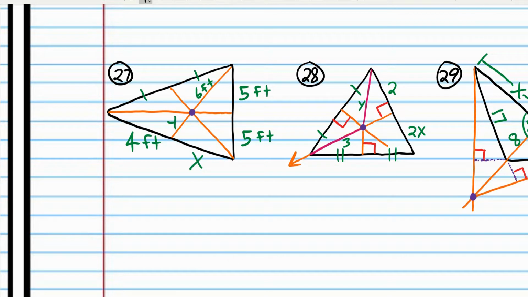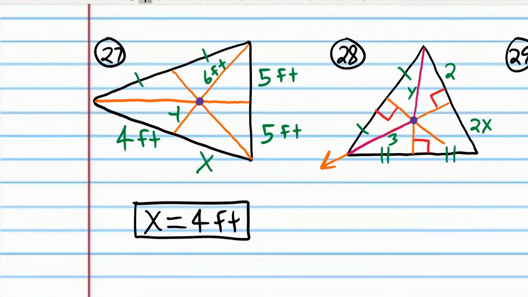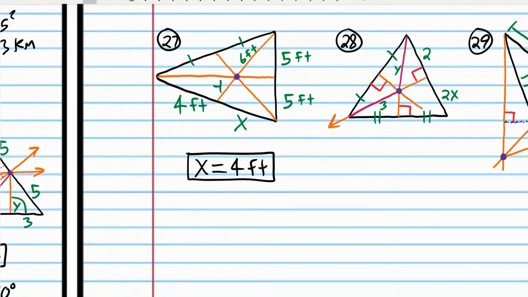Again, I know there's a lot going on here, but as long as you understand those theorems, it's really not that hard. X is equal to 4 feet. And because this is a median, y must be half of 6. So y is 6 divided by 2, which is 3 feet.